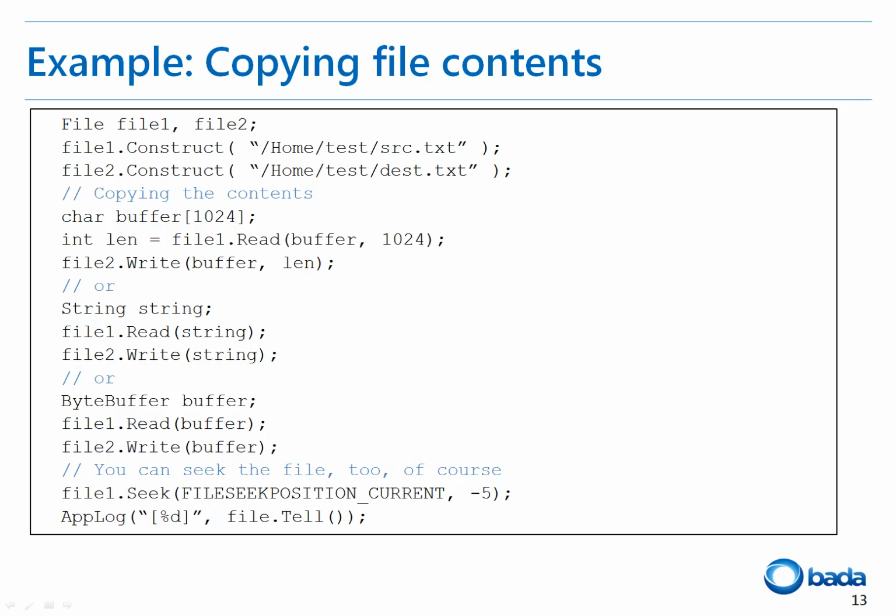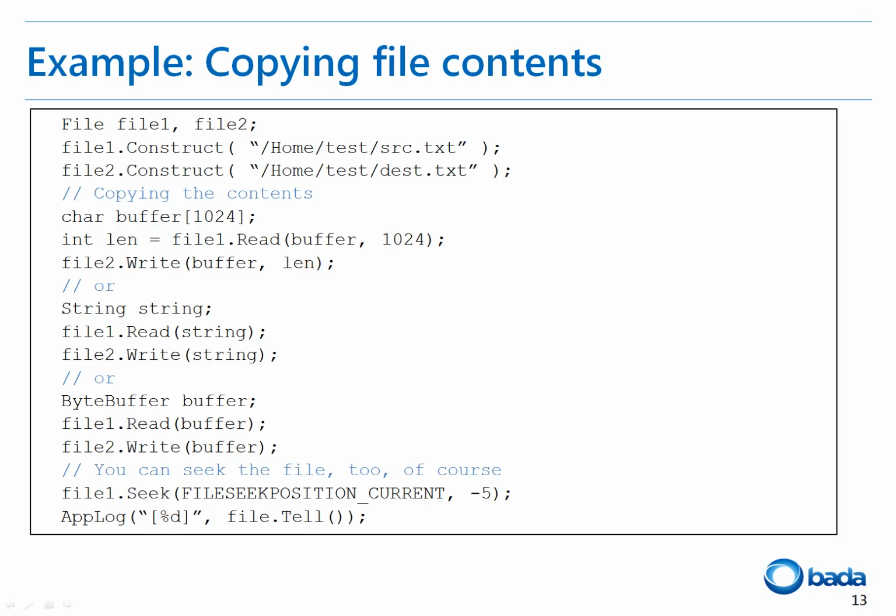This example reads and writes data to a file using the file class. First, when constructing the file, we specify the absolute path to the file. Here, the absolute path is the virtual path provided by the system. After opening a file, you can read or write data to the file using the read and write functions. At this time, you can use the character array, string, or byte buffer as the buffer to get data.